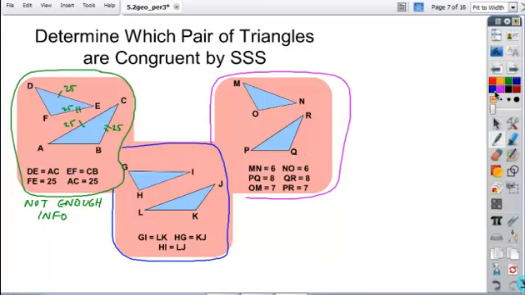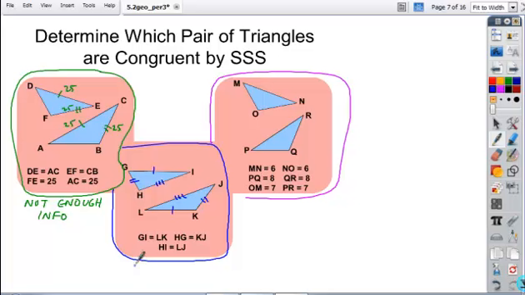If we look at the second example, you have GI and LK are equal, so I'll mark those with a single tick mark. HG and KJ are equal. HI and LJ are equal. Is this enough to show that these triangles are congruent? You have 3 pair of corresponding sides. Is that one of our patterns?